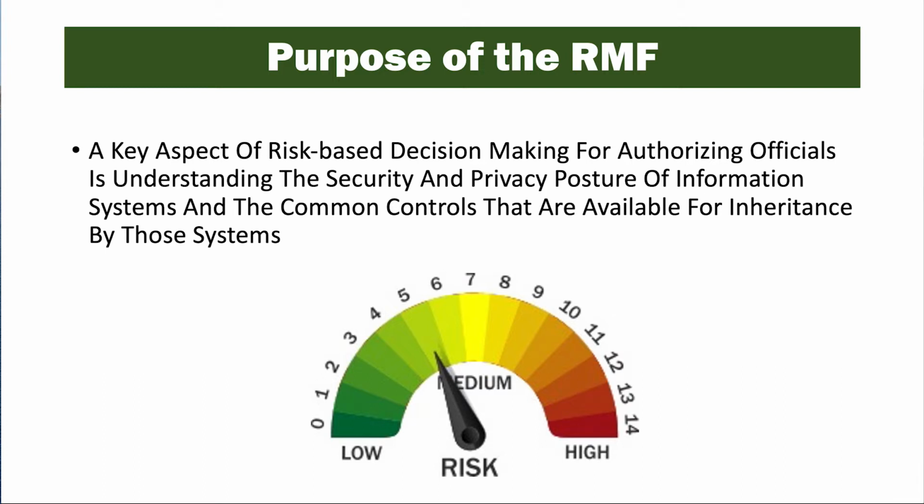It may be that a system increases the risk of the organization to an unacceptable level, and therefore the authorizing official needs to know that information so that they can make the correct risk-based decision. On the other hand, a system may introduce risk, but not to an unacceptable level. Again, the authorizing official needs to know that information.